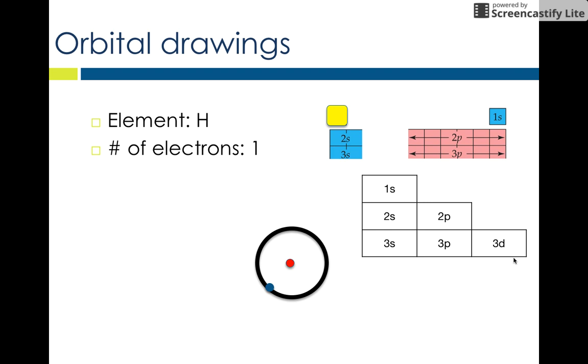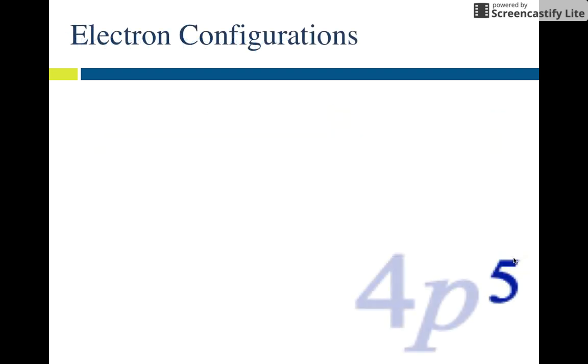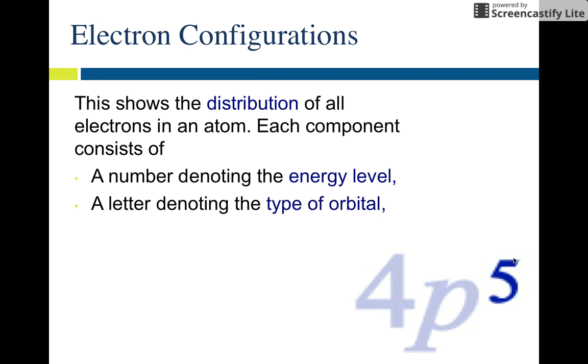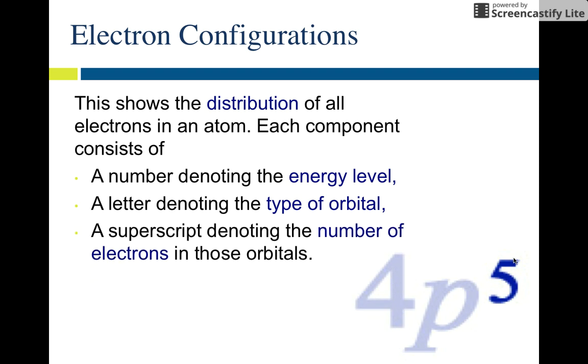Now, it'd be really annoying if we had to draw this picture every time we wanted to indicate the configuration of hydrogen, and especially more annoying as we get to more and more electrons. There's another way to write electron configurations, and we're going to do both. The way that we write electron configurations is with both a number, a letter, and then a second number as a superscript. So this shows the distribution of the electrons in the atoms. We have a number that tells us the energy level, a letter that tells us what type of orbital it is, and a superscript number telling us how many electrons are in that orbital. So we're going to do this as we go along for each one.